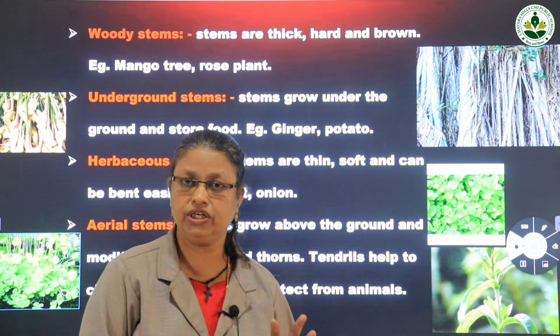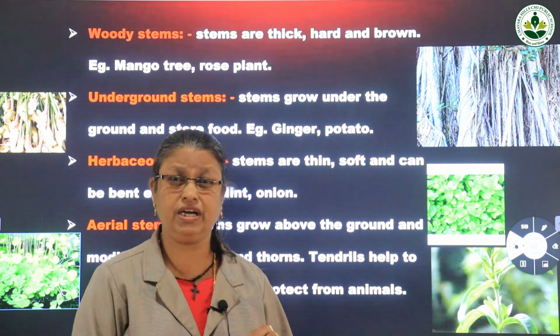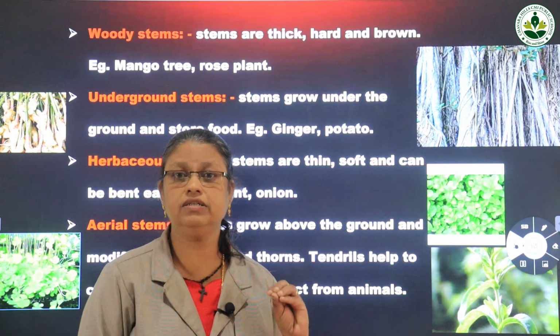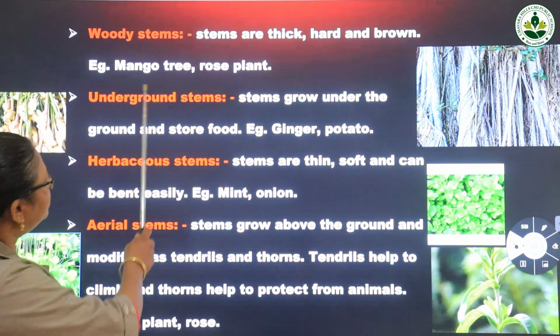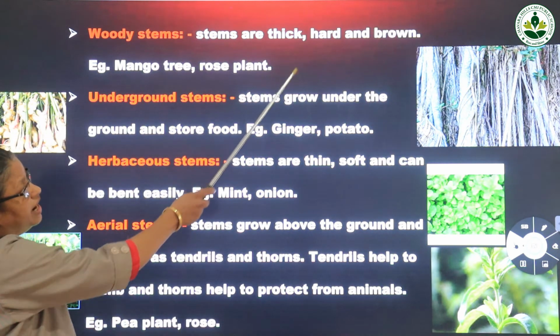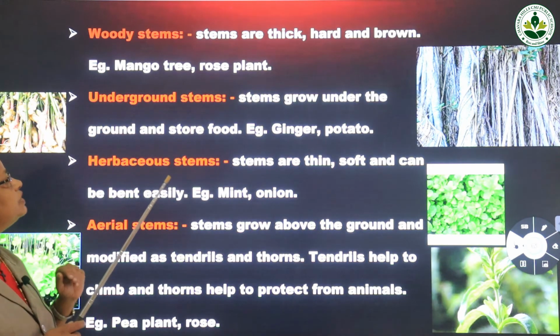Plants like mango tree, jackfruit tree, they have very hard and thick trunk. Okay, such plants come under woody stems. So woody stems are very thick, hard and brown. For example, mango tree, rose plant, etc.